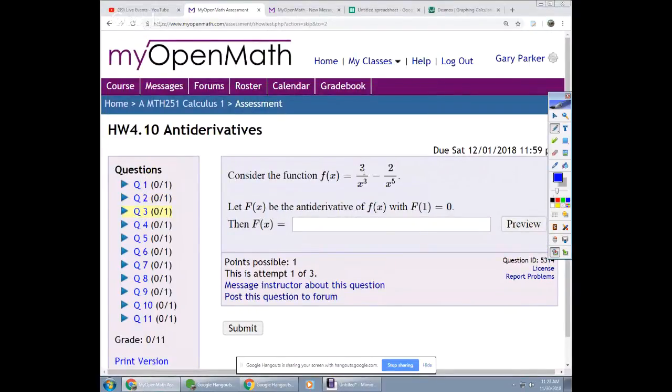All right. So this is the derivative of a function. We want to find what is the function, and they're going to also tell us that f of 1 was 0. So that'll help us find the missing constant. So copy.